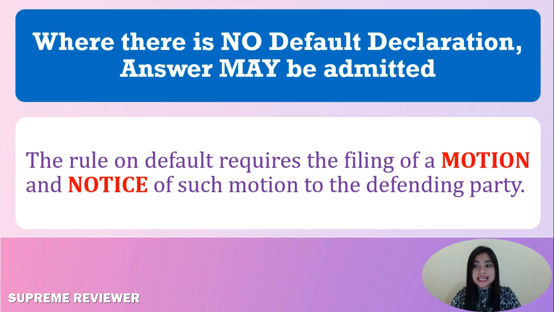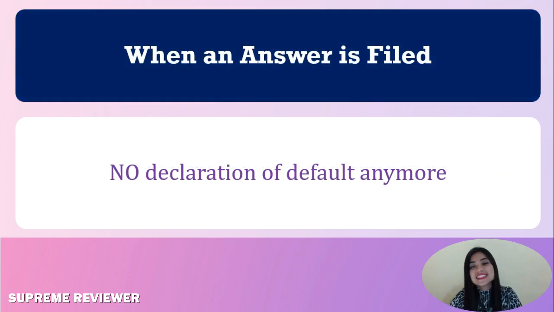The Supreme Court held in the case of Spouses Lomanes versus Sablas that the rule is that the defendant's answer should be admitted where it is filed before a declaration of default and no prejudice is caused to the plaintiff. Where the answer is filed beyond the reglementary period but before the defendant is declared in default and there is no showing that defendant intends to delay the case, the answer should be admitted. Now, when an answer is filed, there can be no more declaration of default.